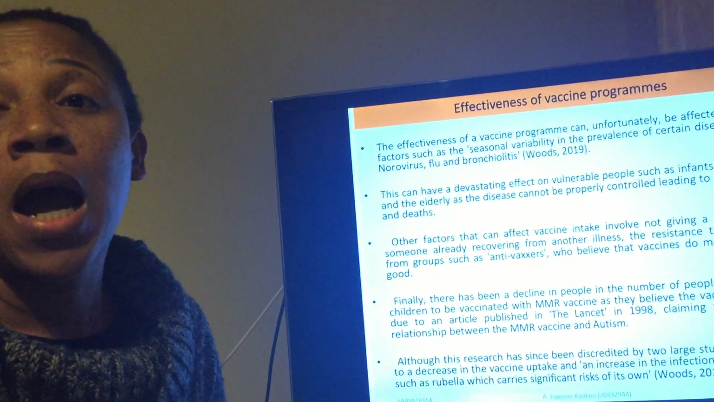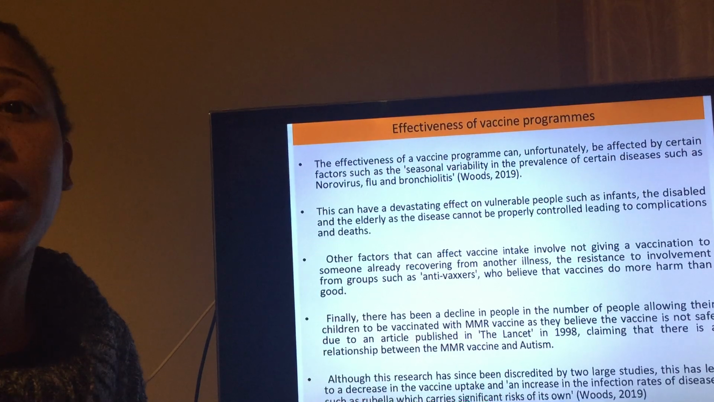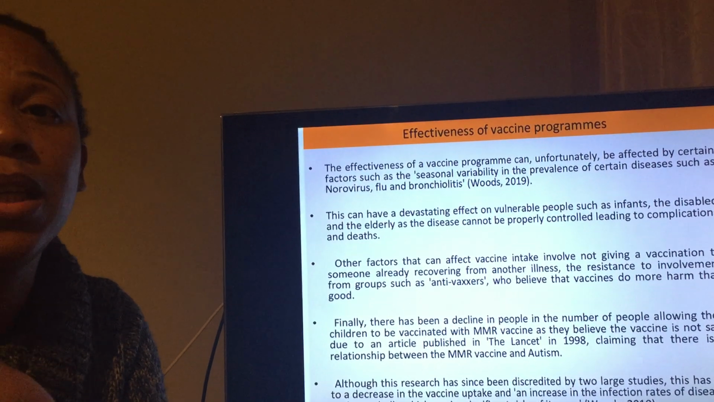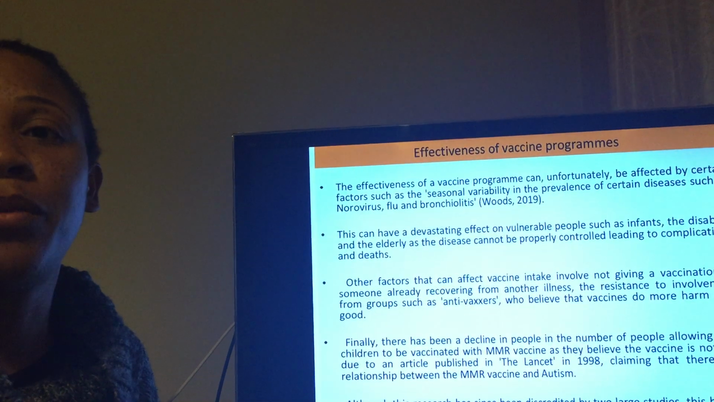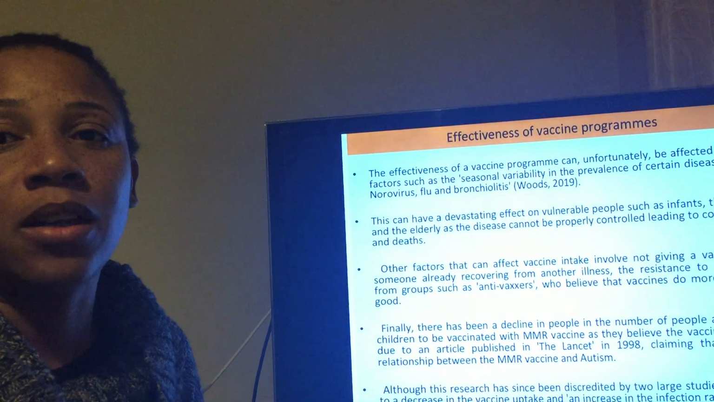Among other factors that affect vaccine intake is the fact that we cannot vaccinate someone already recovering from another illness, or resistance from groups such as anti-vaxxers who believe that vaccines are not safe.